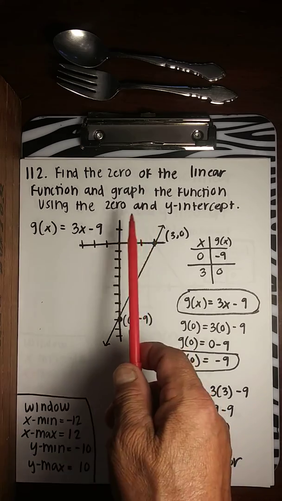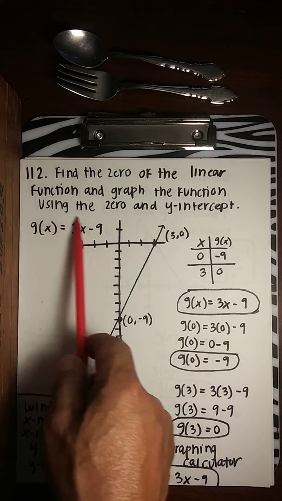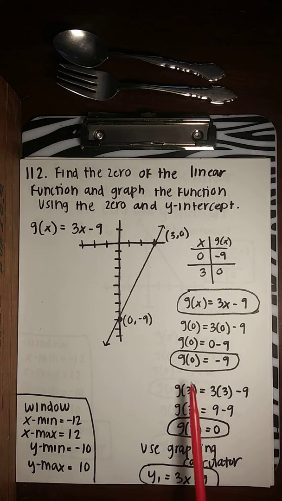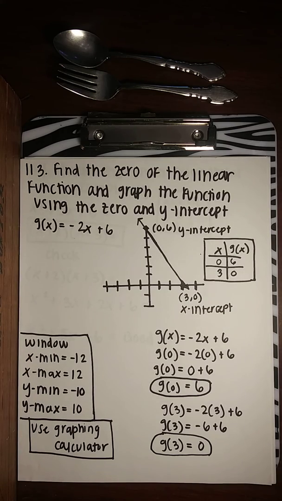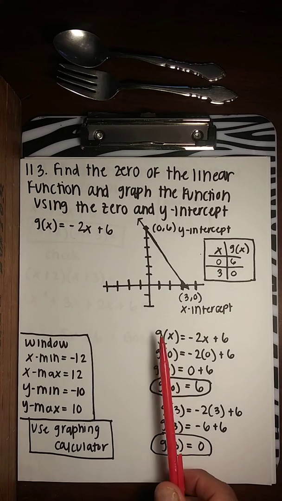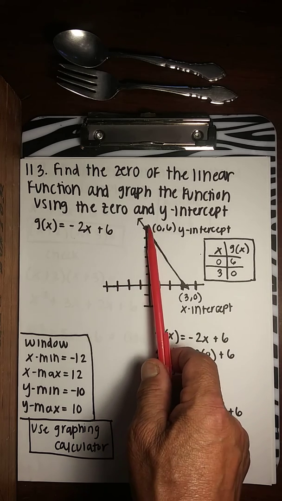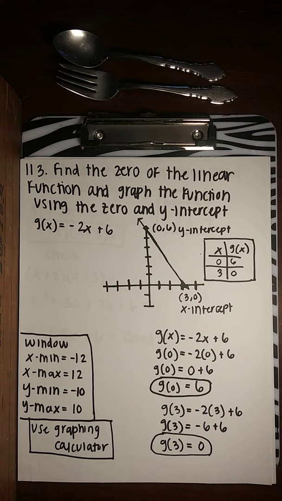Find the zero of the linear function, graph this. So you can put it in the calculator if you want to, or find some points. Once you find those 2 points in there, this way and this way, connect the dots, we're done. Same thing with this one. You can put the numbers in the function. Once you get the numbers in there, put the dots in there and connect them.